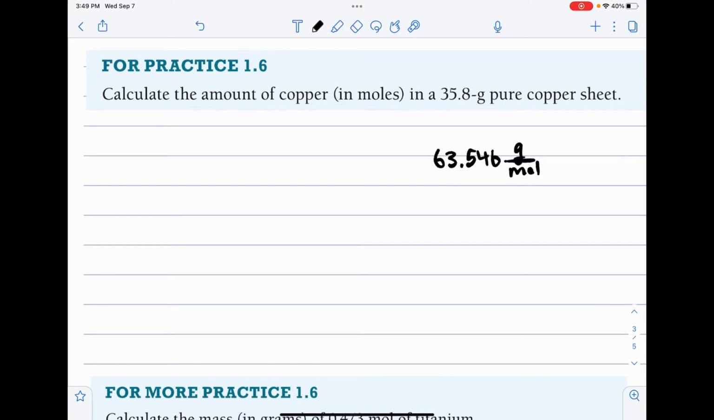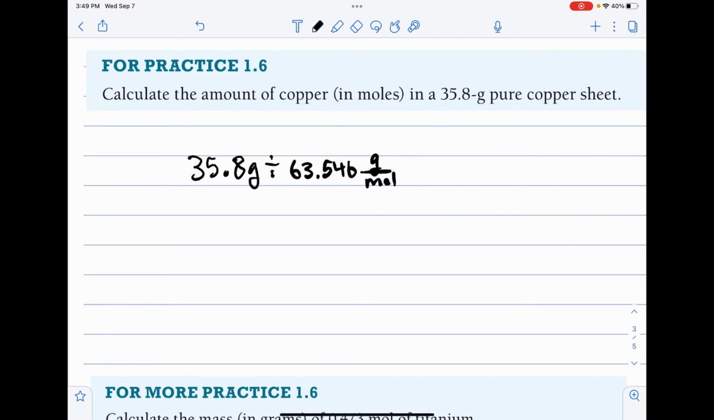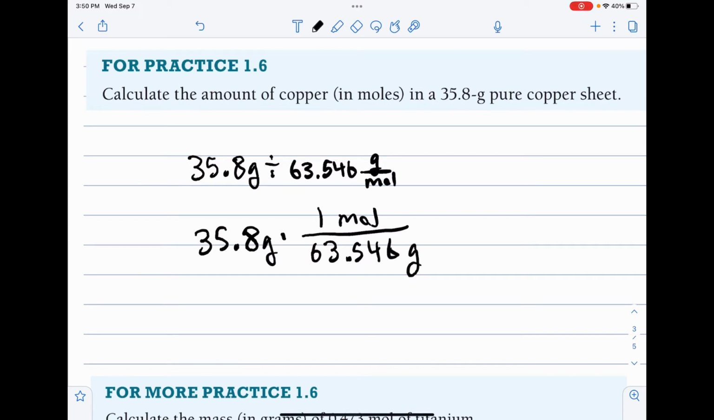So we can take 35.8 grams and divide it by this number. Now another way to look at this is when you divide something, you multiply by the reciprocal. So what we're actually saying here is multiplying by 1 mole over 63.546 grams. And how did I know to attach the number to grams and not to moles?